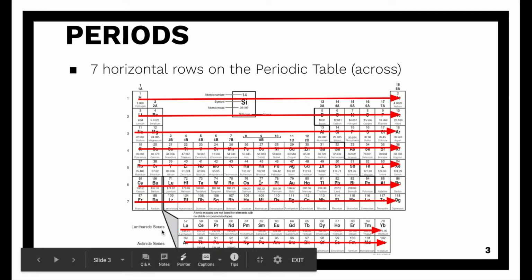Down here, you have the lanthanide series. That's part of period 6. And you have the actinide series. That's part of period 7. Okay?